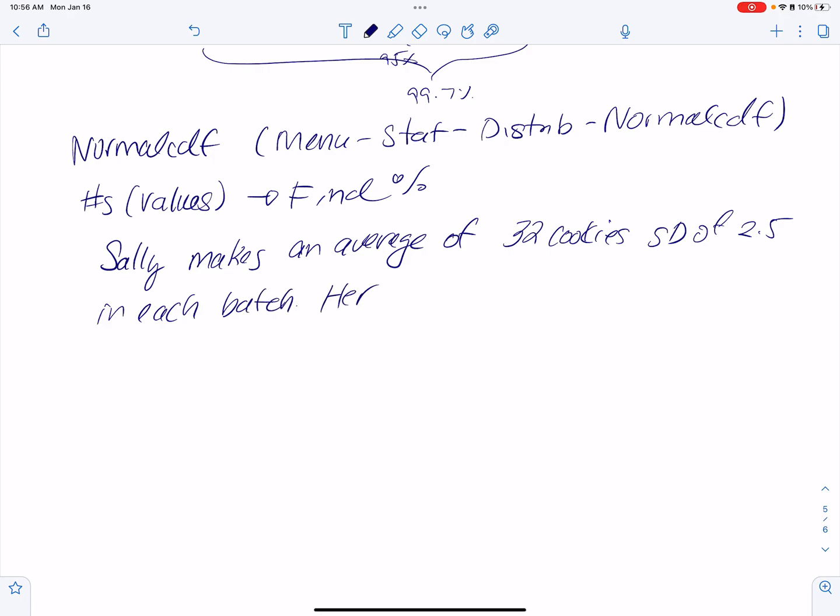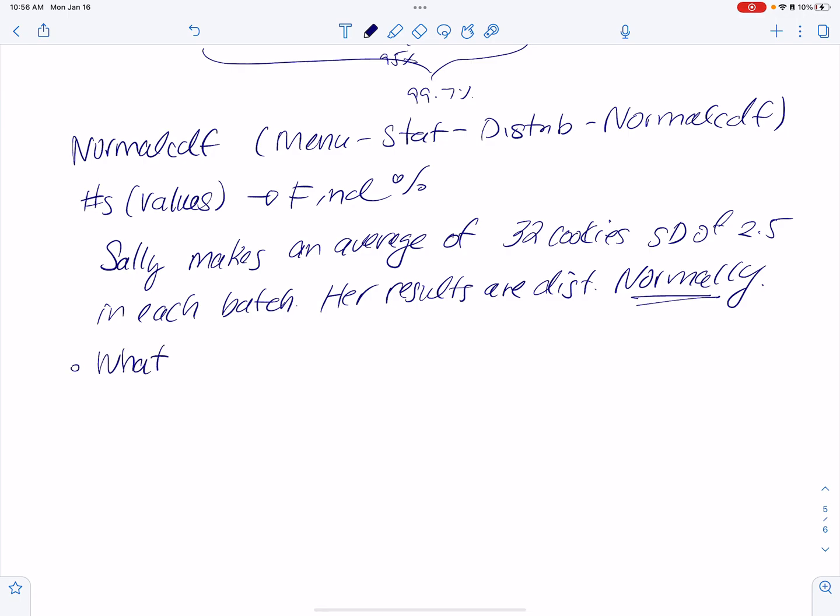Her results are distributed normally. So it definitely is going to tell you that, or it's going to be binomial with things that you can concur. Here's the different probabilities we're going to have.